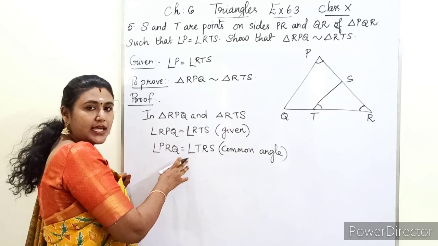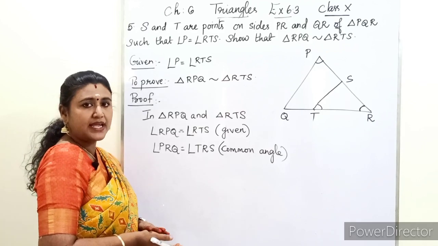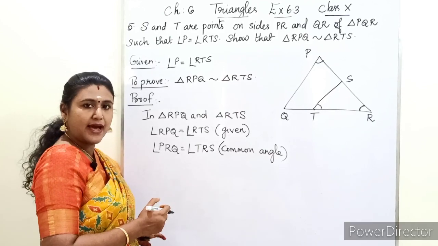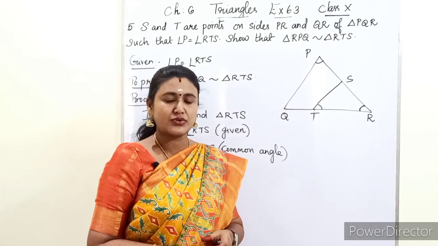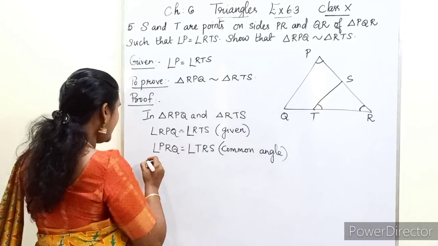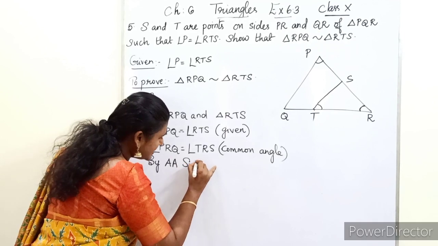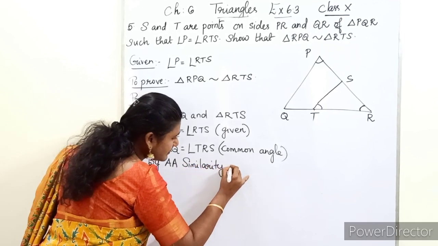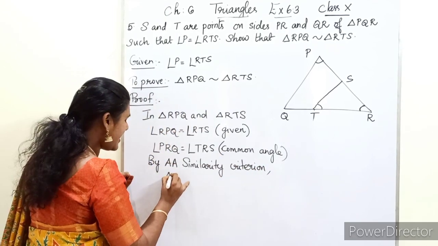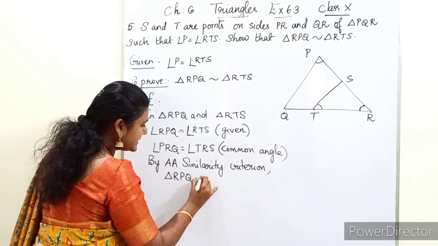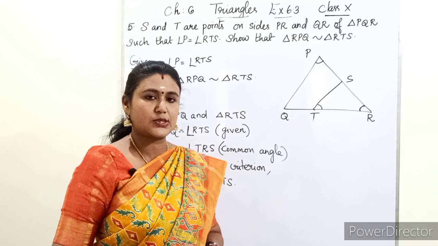If 2 angles are equal, then the third angle also will be equal by angle sum property. So by AAA similarity criterion, or we can say that if 2 angles are equal, the 2 triangles are similar. So by AA similarity criterion, we can say that triangle RPQ is similar to triangle RTS. Okay, so now we will see the next question.